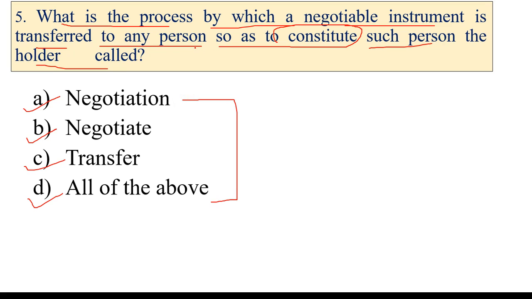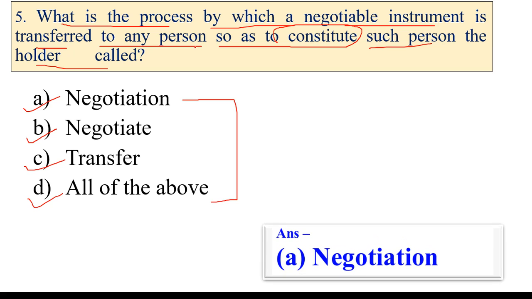Okay. So what is the process by which a negotiable instrument is transferred from one person to another person so as to constitute that person as the holder of the instrument? So we'll see the correct answer. The correct answer is negotiation. Negotiation is the process by which the negotiable instrument is transferred to any person and that person constitutes the holder of the instrument. So negotiation is the correct answer. Option A is the correct answer. Okay, so we'll move to the next question.